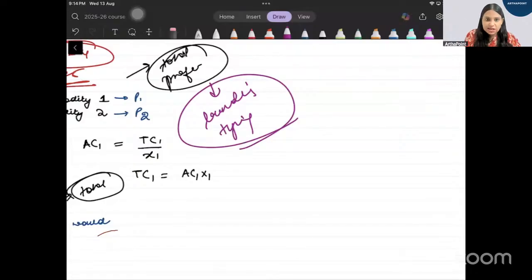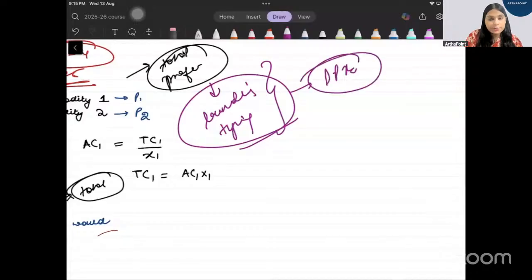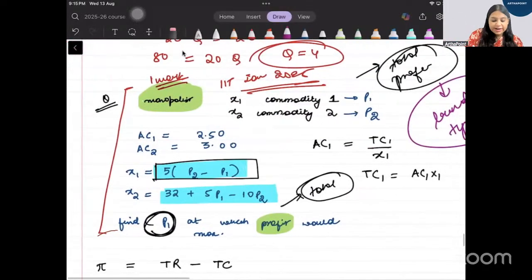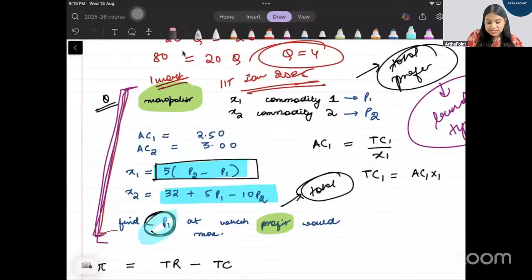In those we did cases of whether I want to sell two products bundled or sell them separately, which will fetch me more profit. All those DPPs on bundling and tying were that only. So this question is very similar to that. It is asking me to find the price at which profit is maximized.